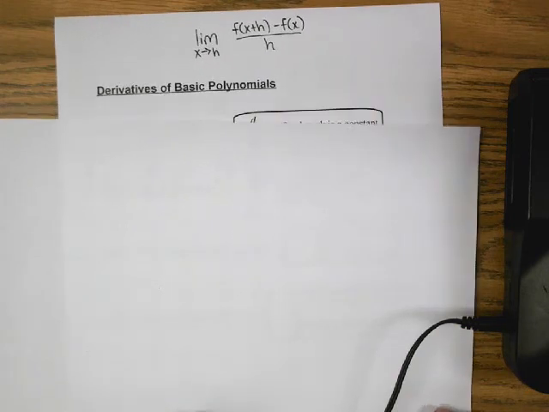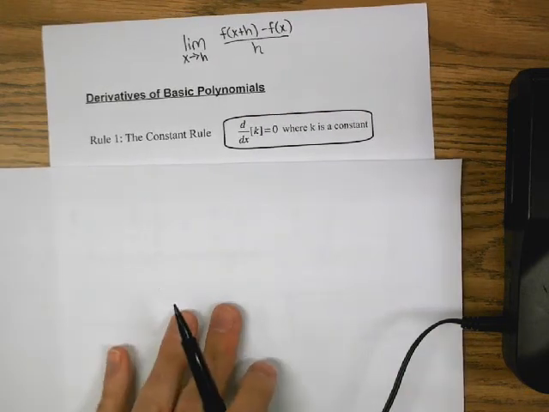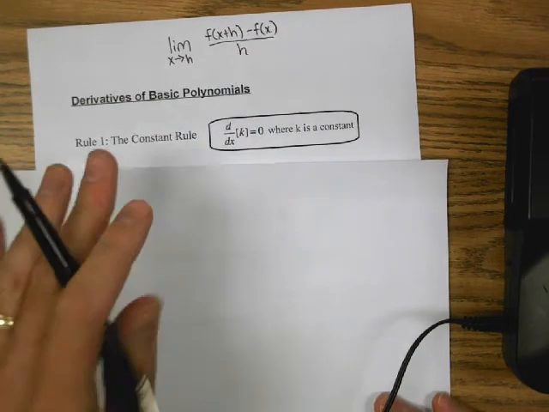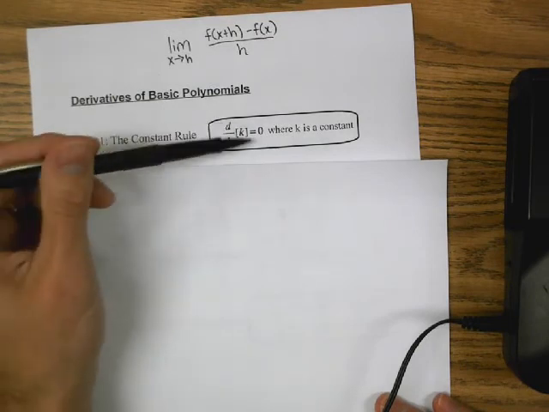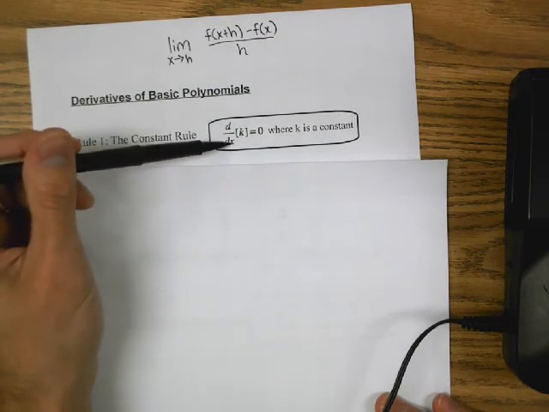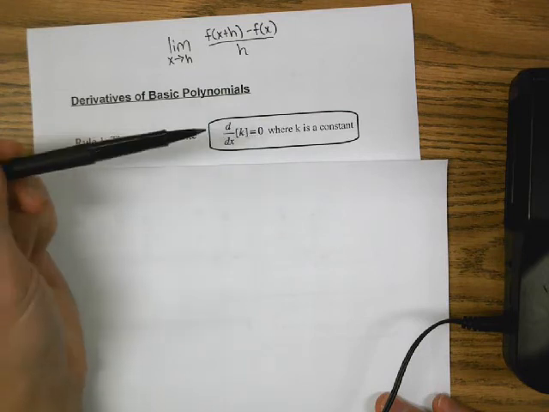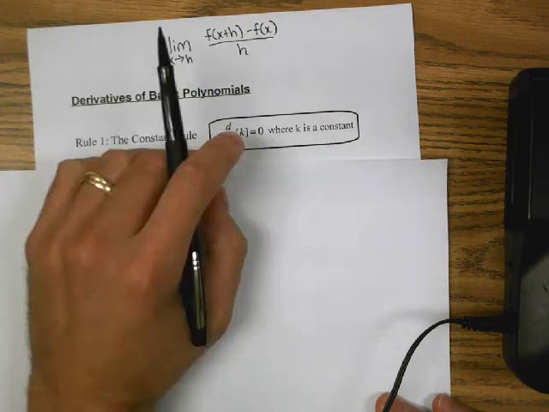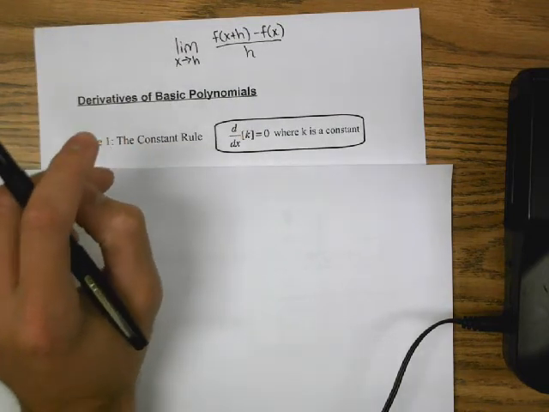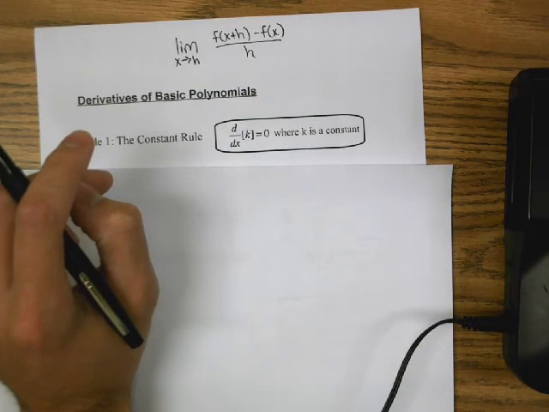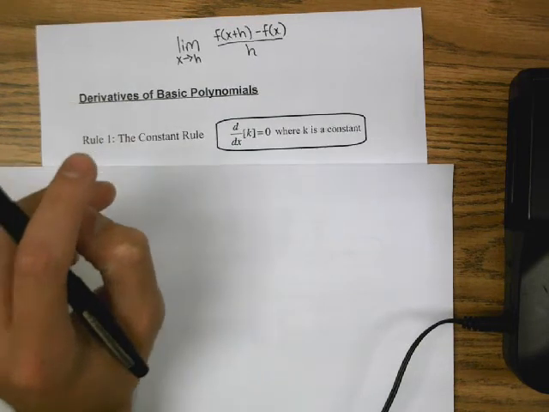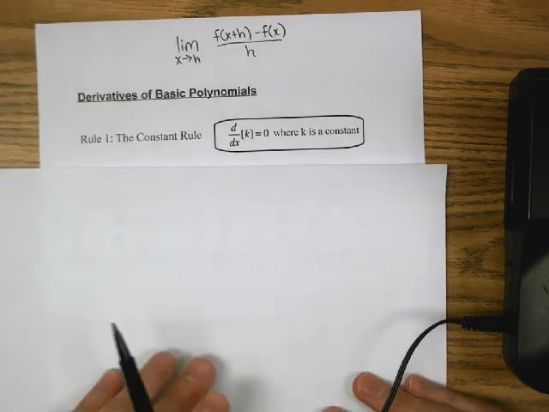Derivatives of basic polynomials. Let's start with something called the constant rule. This is read as the derivative with respect to x of any constant, which we're going to call k, is always going to be 0. For example, the derivative of 5 is 0. The derivative of 3 is 0. For any constant, the derivative is always equal to 0.